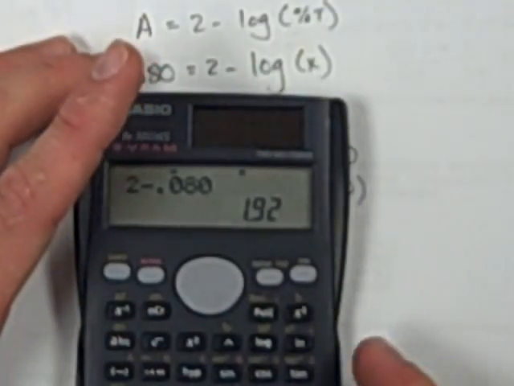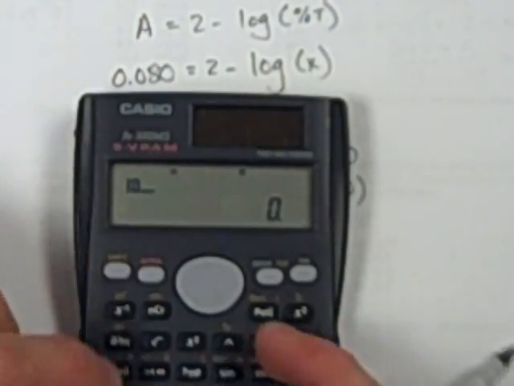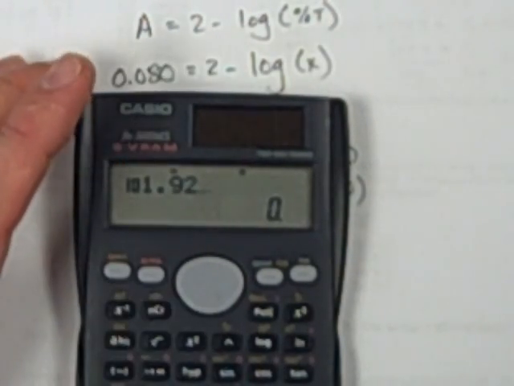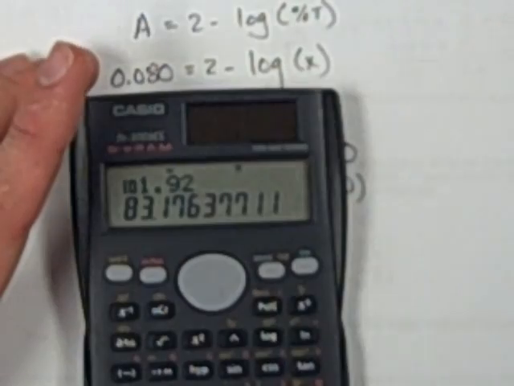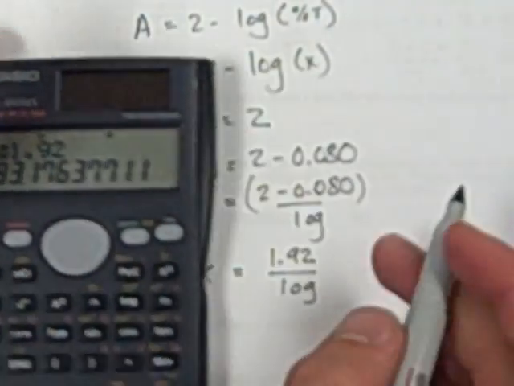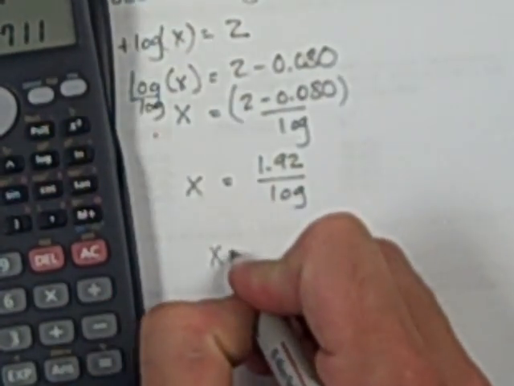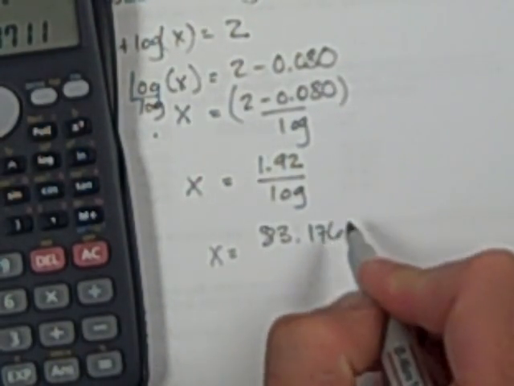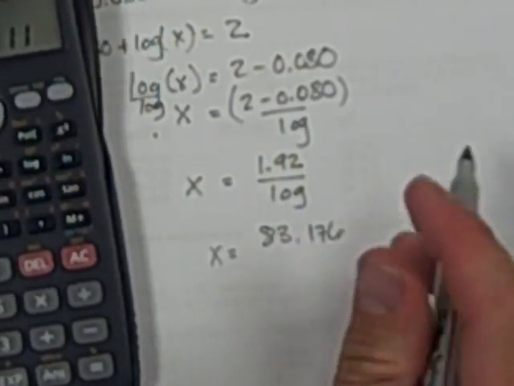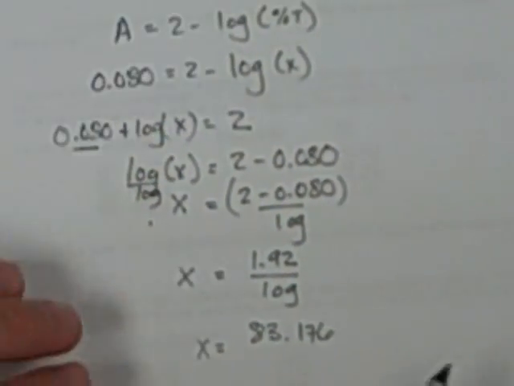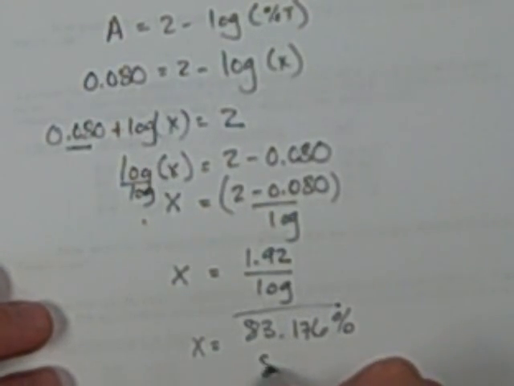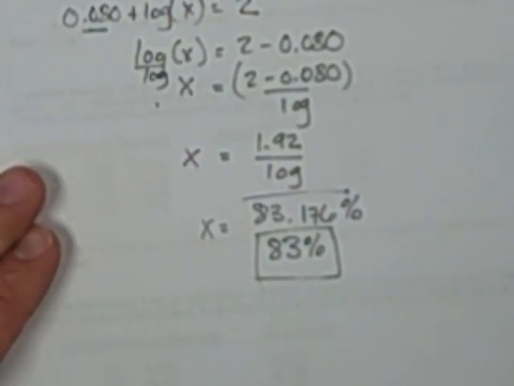So I go to my calculator and ask, what is the antilog of 1.92? And I get this number, 83.176. X equals 83.176. In other words, the percent transmittance for that standard was 83.176%. Or I can round that to say 83%. And that's all there is to it.